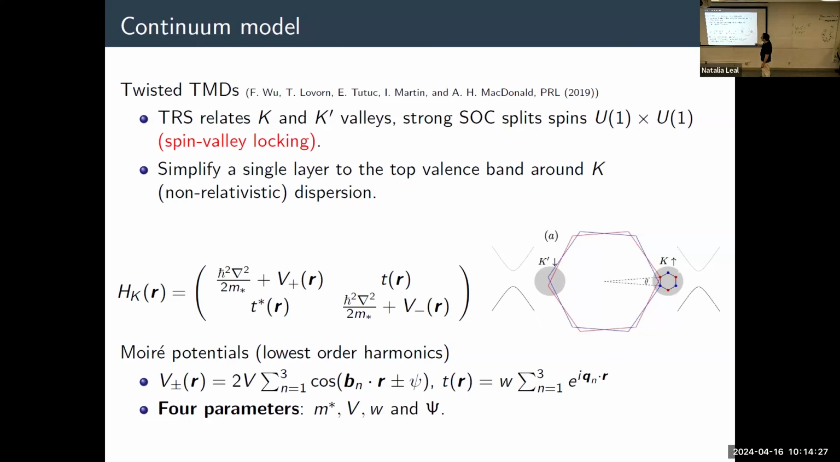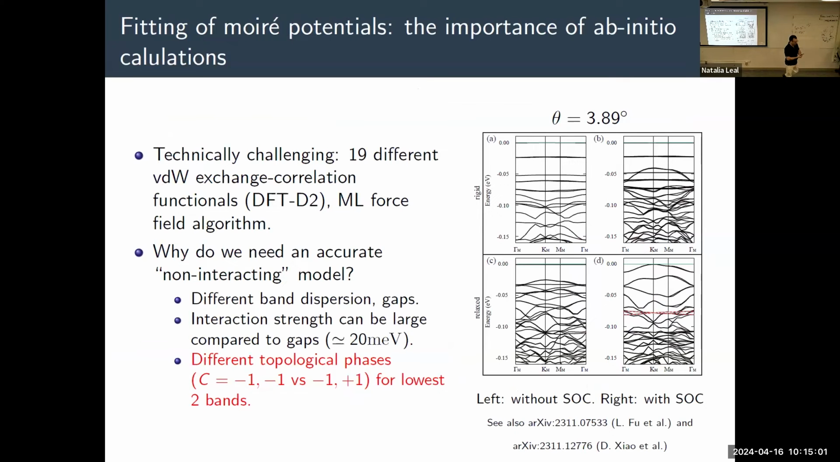At the end of the day, this is the Hamiltonian to describe the continuum model around one valley, let's say K. You have a kinetic term, coming from the valence band that you fold, and some moiré potential within each layer and between the layers. The trick is, of course, the same as in MIT: you expand these potentials to the lowest order harmonics, and you have the expression here. And at the end of the day, the only thing that you have left is 4 parameters to define your model. And this is where the ab initio calculations play an important role, because we need some idea of the values of these parameters. You cannot extract them from the experiment directly.